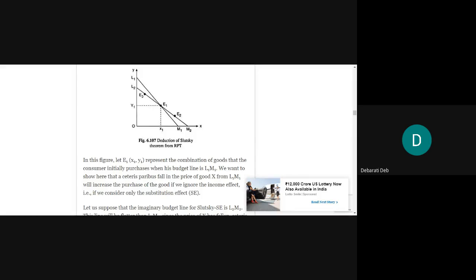So it's not that since the price of X has fallen, the consumer is going to buy more of X and less of Y, but this flatter budget line will allow the consumer to buy the previous combination, that is E1, if he likes to buy it.